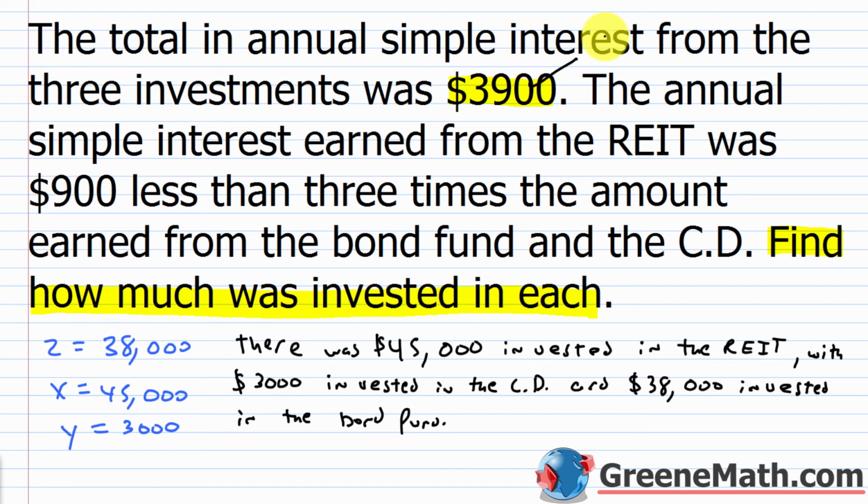Now the last one, it says the annual simple interest earned from the REIT, which is $2,700, was $900 less than 3 times the amount earned from the bond fund and the CD. So from the bond fund, he got $1,140. From the CD, he got $60. So combine those two amounts together, you get $1,200. So again, it was $900 less than 3 times the amount of $1,200. 3 times $1,200 would be $3,600. 3,600 minus 900 would be 2,700. So that one checks out as well.